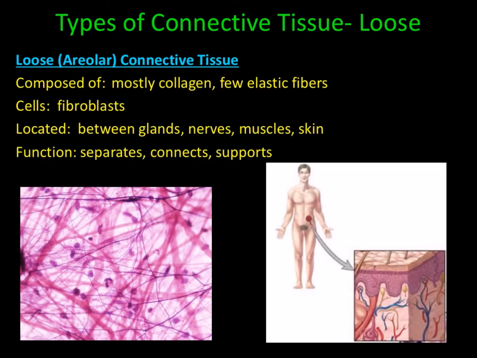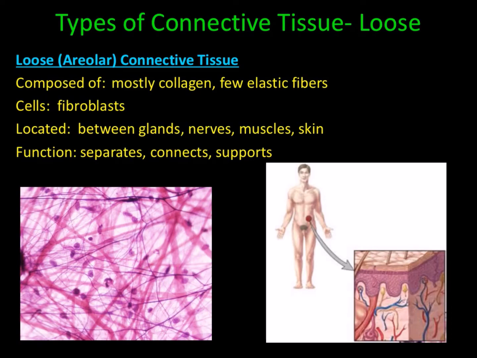The first type of connective tissue is loose areolar connective tissue, and the reason why I call this loose connective tissue is because the fibers are so spread apart from one another. Loose areolar connective tissue is composed mostly of collagen fibers with very few elastic fibers. The type of cells that you would find would be a fibroblast, or a fiber-making cell, and it's located between glands, nerves, muscles, skin.